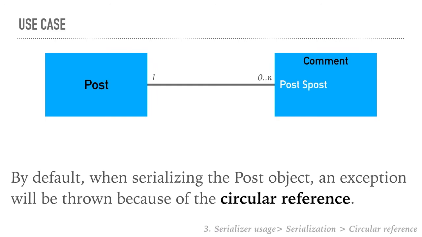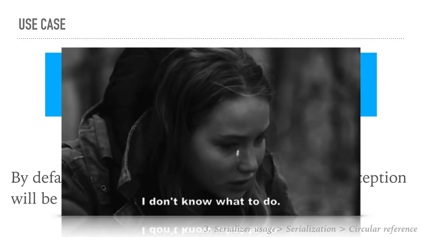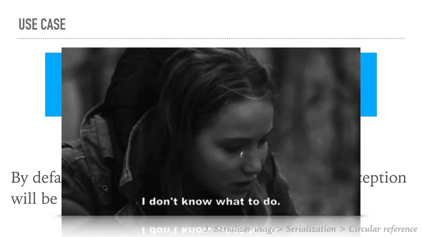But in here, when I'm doing serialization of this kind of objects, I will have trouble, because the serializer component is going to try to serialize the post, in there the comment, but in the comment there is the post, and in the post the comment, and so on. So you have a circular reference. By default, Symfony will throw an exception, which is not good for your API, right?